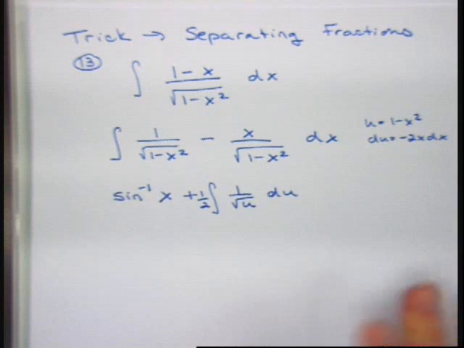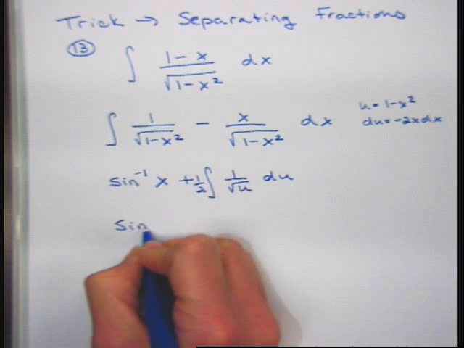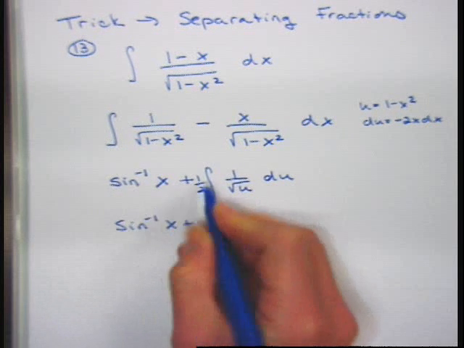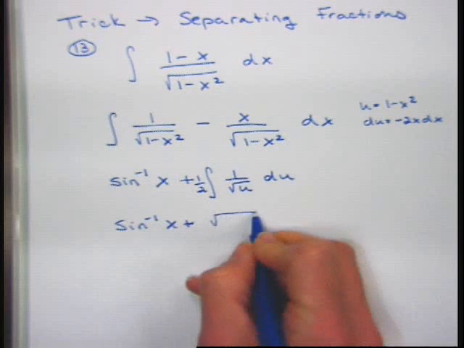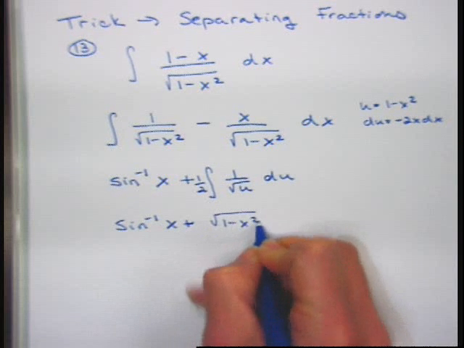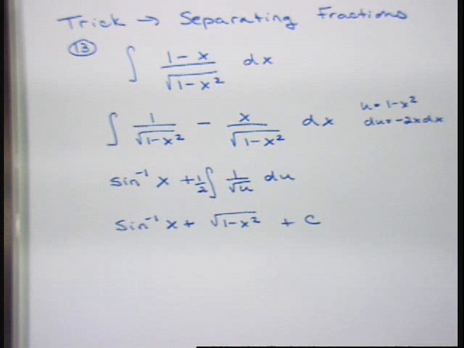So I add 1 to it, which is 1/2, and put it over it. So that's 2. So this is the inverse sine of x plus, the 2 is going to cancel with that. So it's just going to be u to the 1/2, which is the square root of 1 minus x squared, plus c. Okay? Kind of fun. So that's the trick, a little trick there, separating fractions.